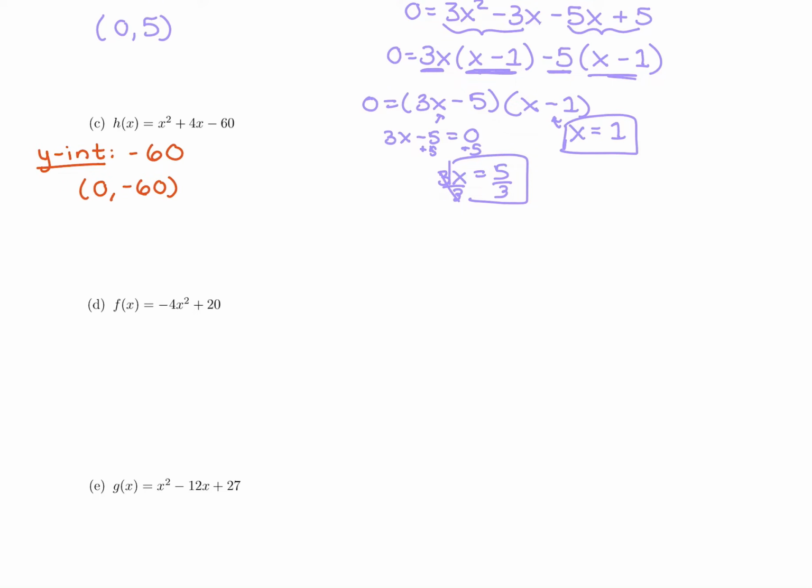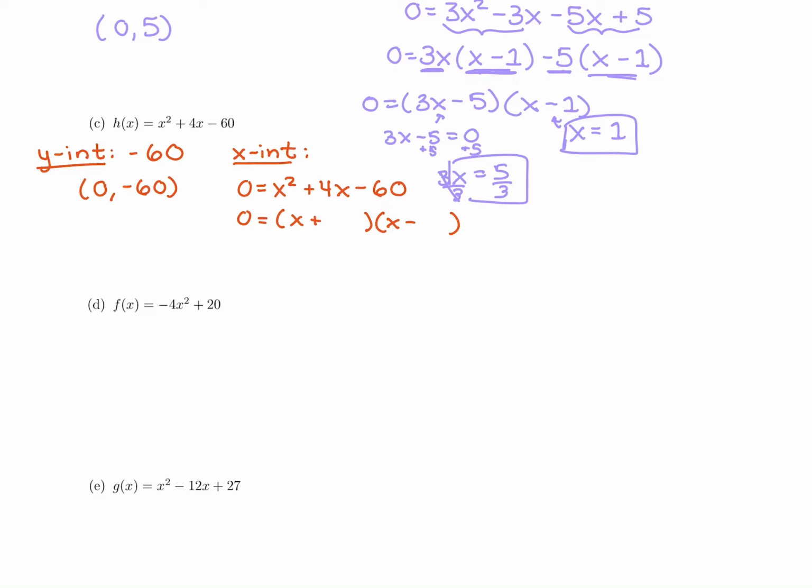My x-intercept, I'm going to let y be 0, and I'm trying to factor x squared plus 4x minus 60. So I want to multiply to be a -60, which tells me I must have a positive times a negative. And I want factors that differ by +4. So the bigger factor is going to be the positive one.